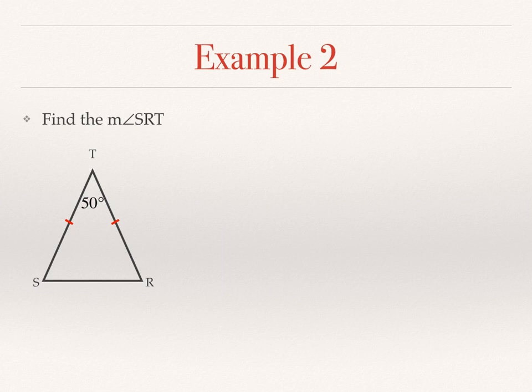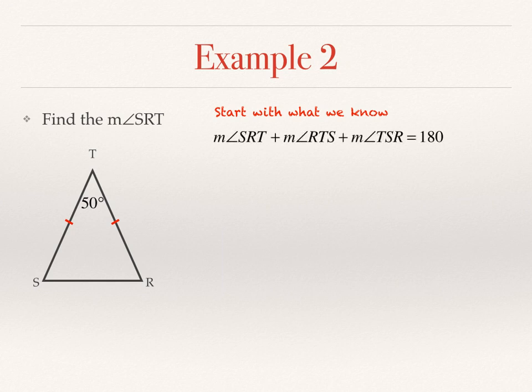Oh, that was strange. All right, so basic calculations. We want to find the measure of angle SRT. So let's start by writing down what we know. The only thing we know is that this is a triangle and that all the angles in a triangle add up to 180. But because of those two congruent marks on segments ST and TR, I know this is an isosceles triangle, and I know, thanks to the isosceles triangle theorem and its converse, basically two congruent sides, two congruent angles.